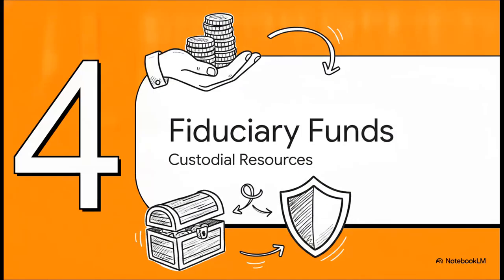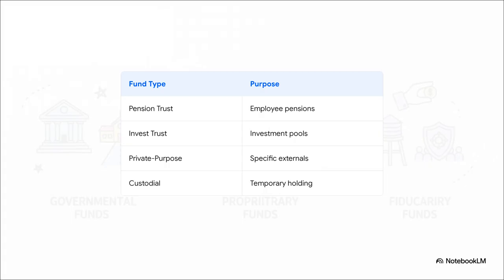Section 4. Fiduciary Funds, Custodial Resources. Our final category is fiduciary funds, where ownership is your primary decision rule. The resources here belong to others. The government is acting merely as a trustee or a custodian. There are 4 types you need to know: pension trust, investment trust, private purpose trust, which would be something like a scholarship fund exclusively for local high school students, and custodial funds. Now, here's a critical exam tip.